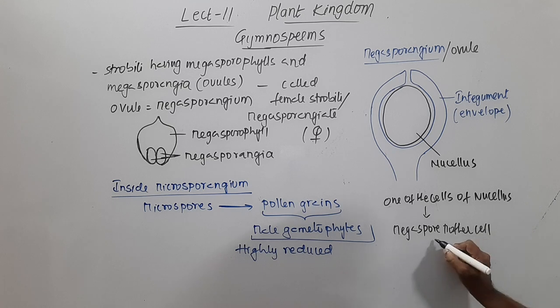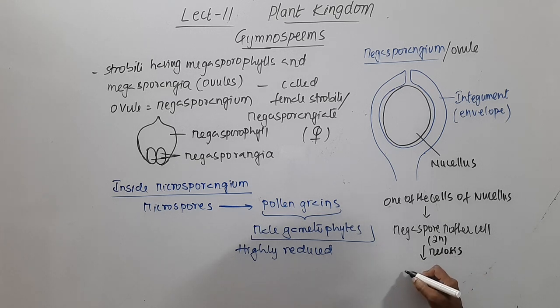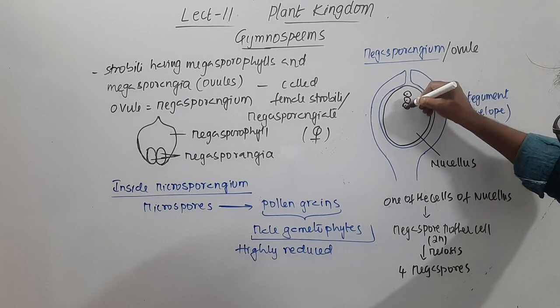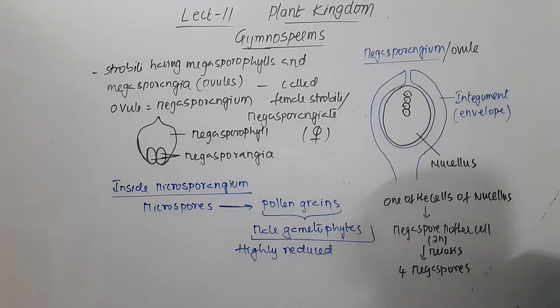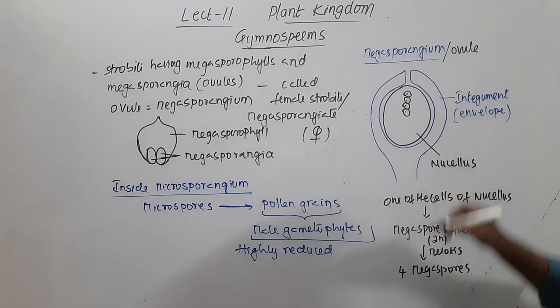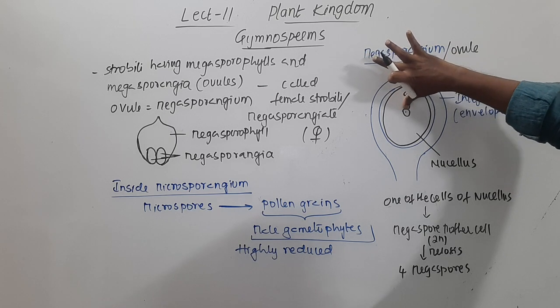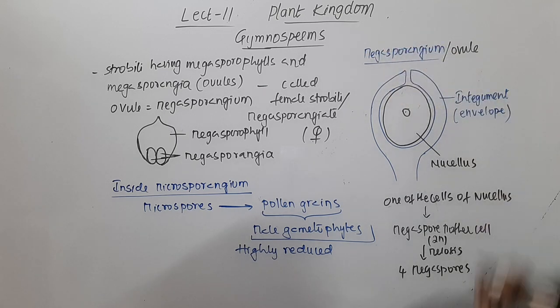So this megaspore mother cell will be diploid in condition, and it undergoes the process of meiosis and produces four megaspores. Out of these four megaspores, three megaspores will degenerate.